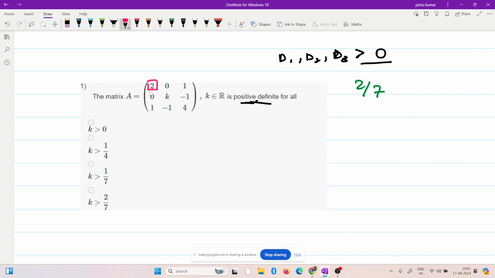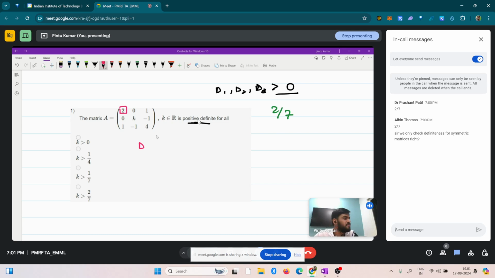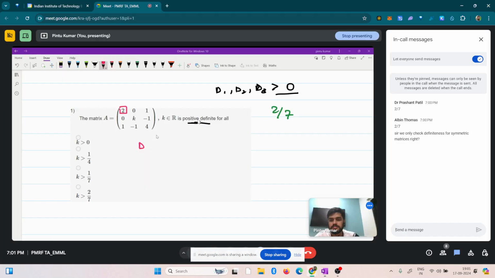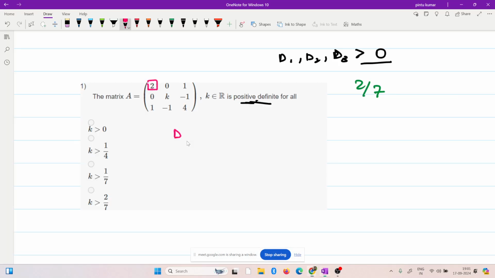So if you look at our D1, we define this positive semi-definiteness or definiteness only for symmetric matrices, right? You are correct. So our D1 is just 2, which is anyway greater than 0. Okay, somebody says A and D, we'll solve it now.